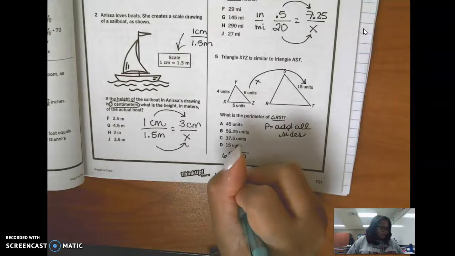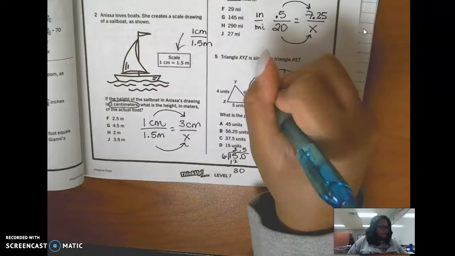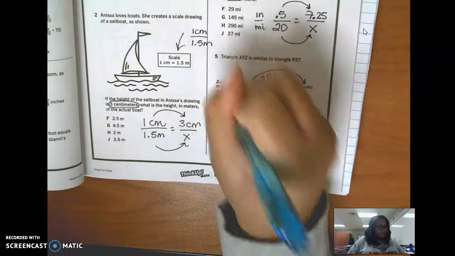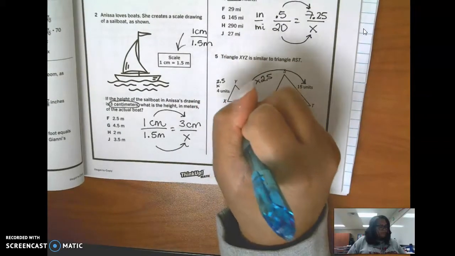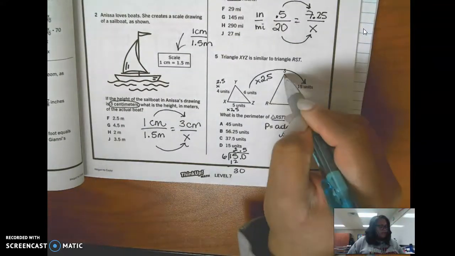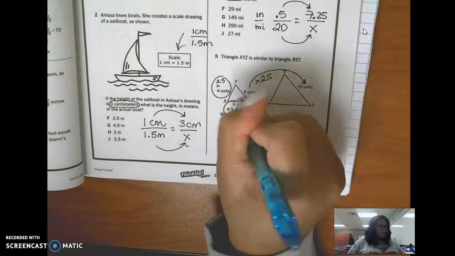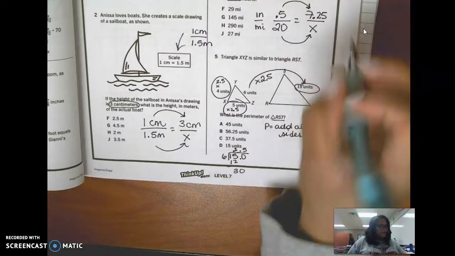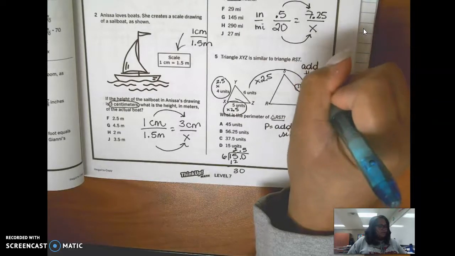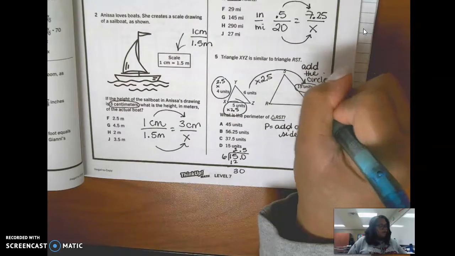2 times 6 is 12. 3, bring down the 0, 2.5. So I need to multiply this by 2.5 and multiply this by 2.5. Then I'll get the length of RT and SR. Once I do this and this and 15, I'm going to add those numbers. Add the circled products.